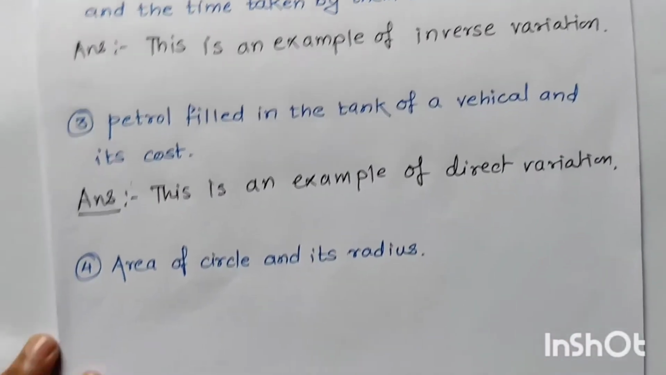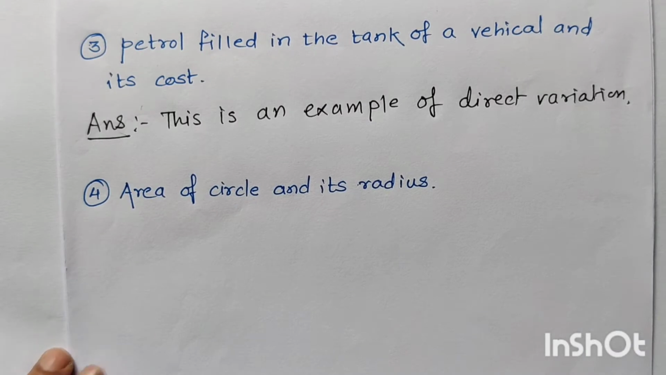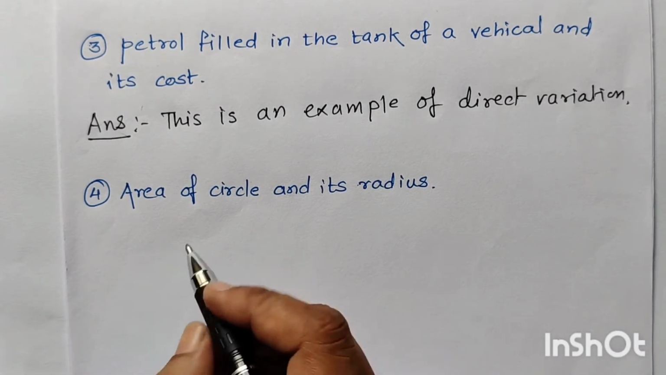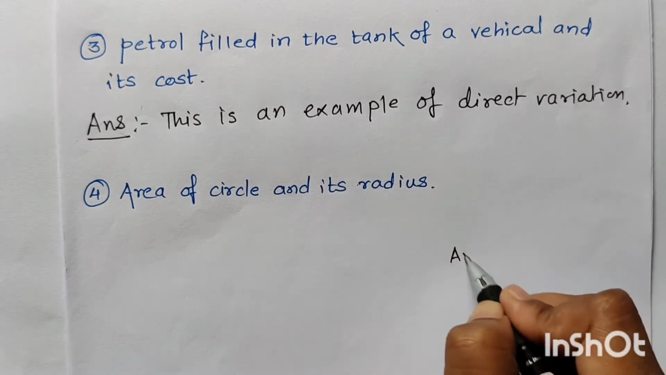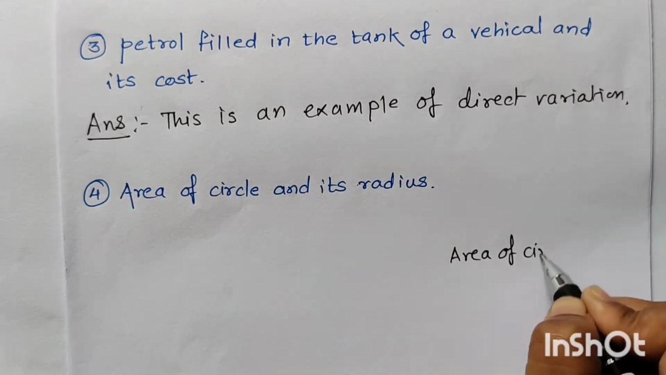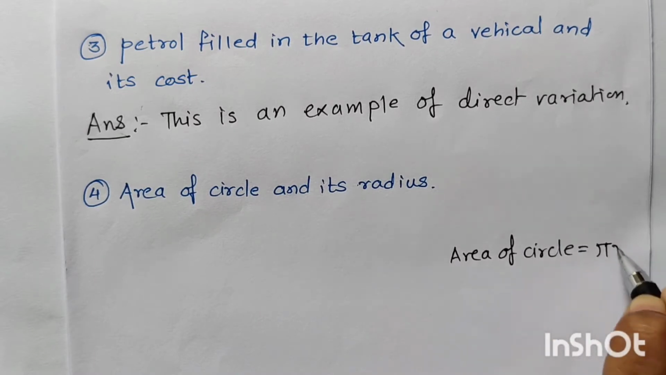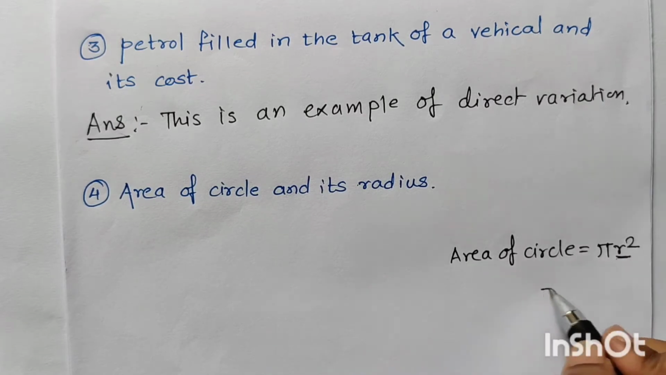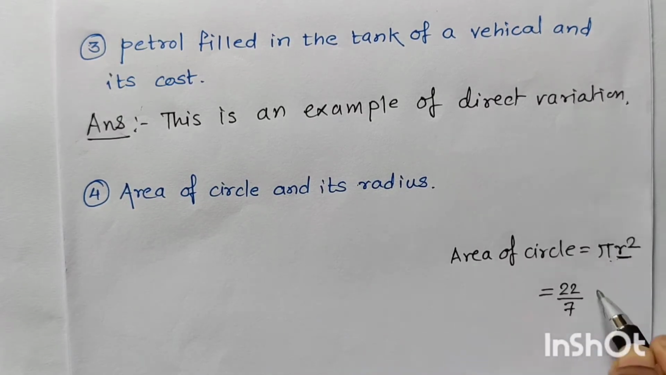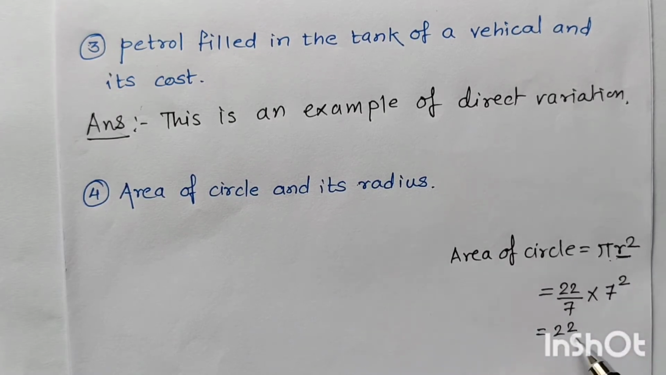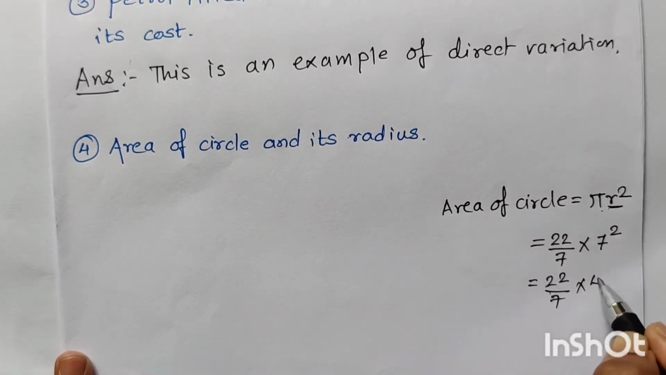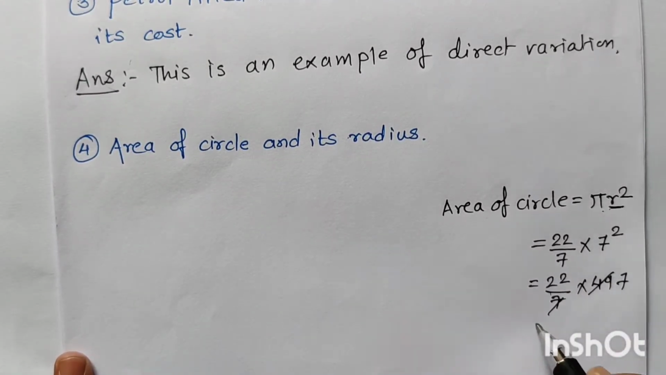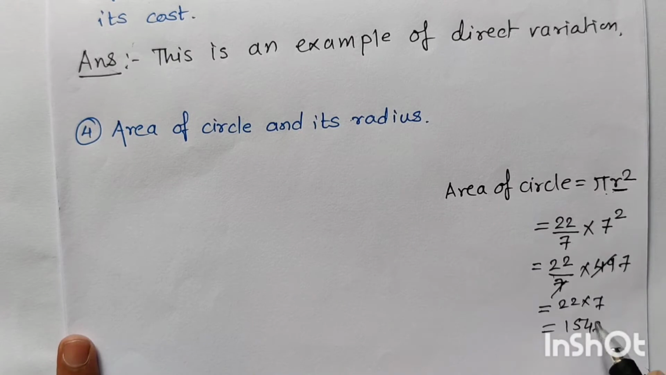Now the last example, area of a circle and its radius. You all know the formula of area of a circle. You did it last year in 7th standard, pi r square. The value of pi you all know is 22 upon 7. If the radius is 7, I put 7 square. So the area will become 22 upon 7 into 7 square, which is 49. 7 sevens are 49, and the area will become 22 into 7, which means 154 square unit.